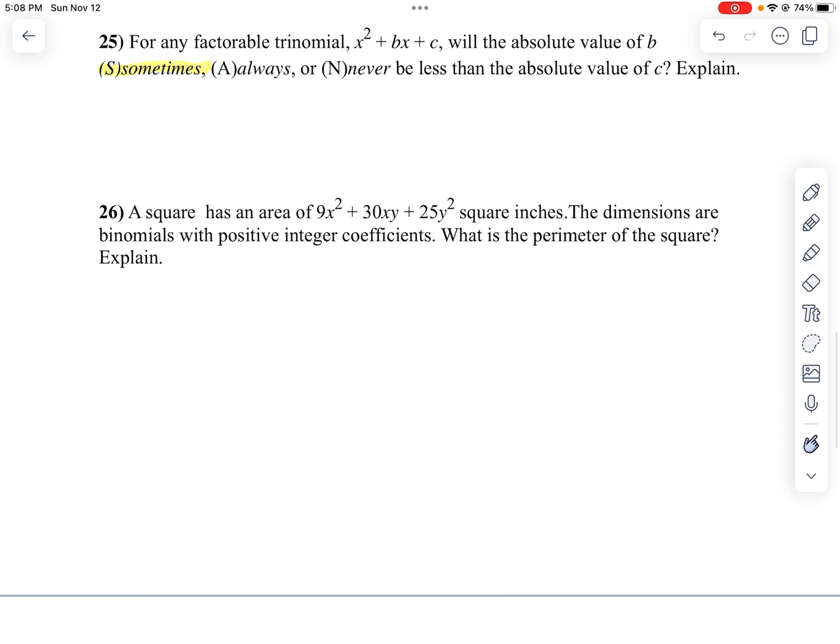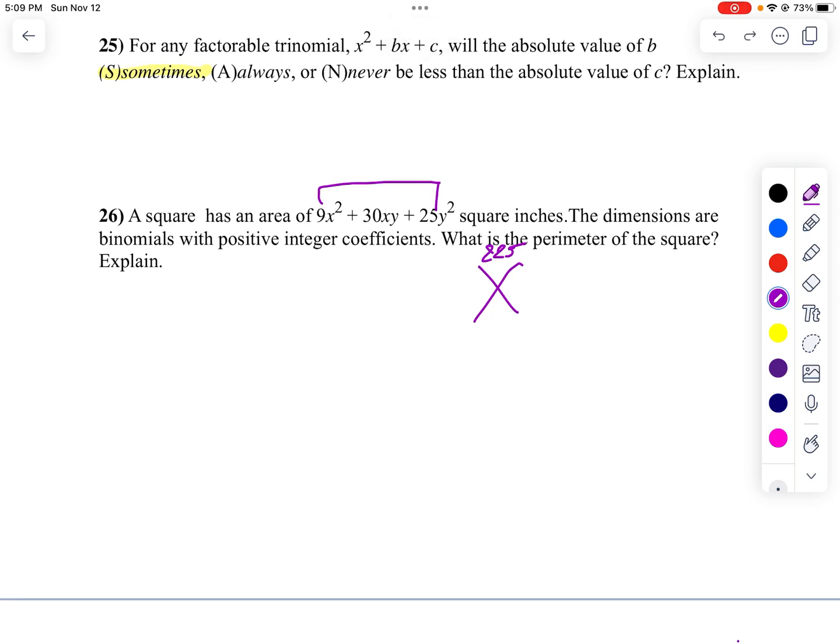Now, if we take a look here, we have the square, and I want to find the perimeter. So first off, let's factor 9x squared plus 30xy plus 25y squared. So multiply first and last. So what we get here is 9 times 25, which is 225. And I want it to add to 30. Well, since it's going to be a square, I know it's going to be the same. So that would be 15 and 15, wouldn't it?